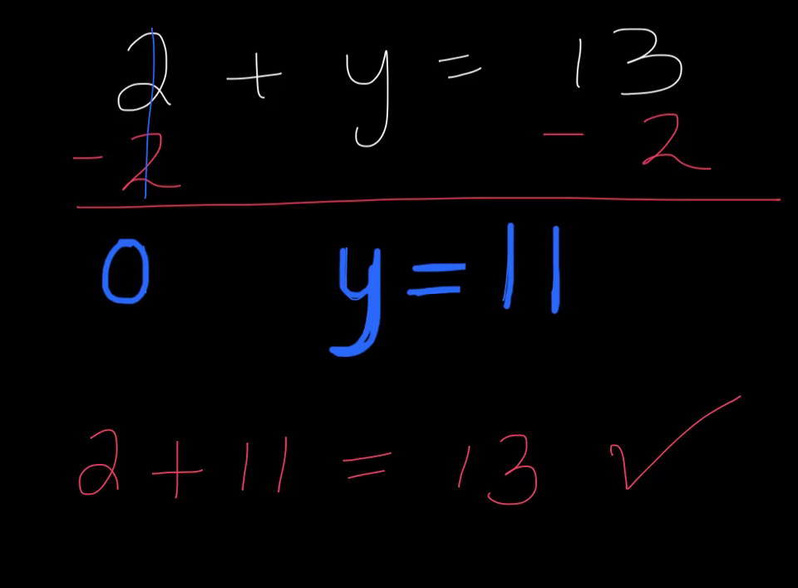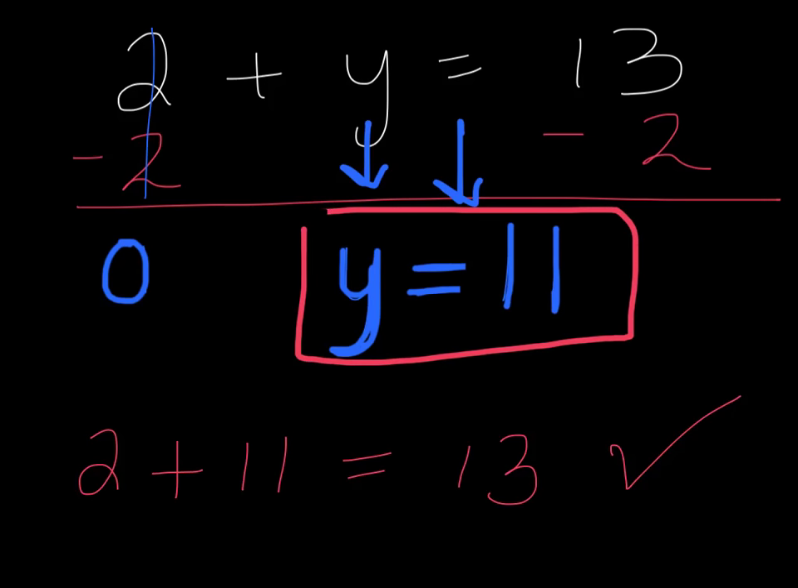So on this side, as we subtract 2, 2 minus 2 is going to give us 0, and that cancels out. So what we're left with on the left side of the equation is just y, because we bring this y straight down. We bring the equal sign down, and then we're going to do 13 minus 2, which will equal 11. And so this is our answer, y equals 11.